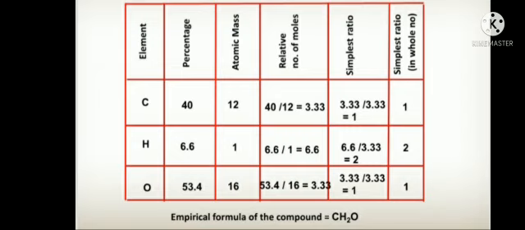Finally, for oxygen, the symbol is O. The simplest ratio in whole number is 1. It should be written in the subscript. So, finally, we will get O1 or O. So, the empirical formula of the compound is CH2O. Again, I repeat, for the given composition, the empirical formula of the compound is CH2O. Hence, we completed example 2.